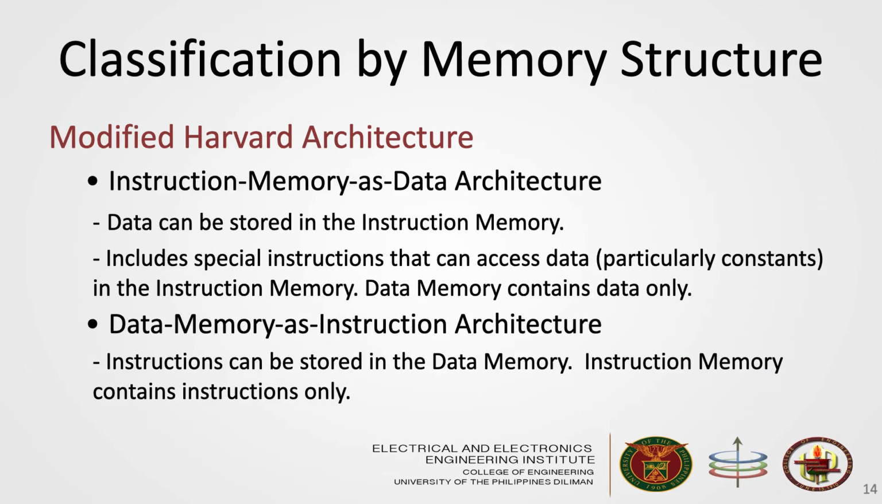In the second modification called instruction memory as data architecture, data, particularly constants, can be stored in the instruction memory. The data in the instruction memory is accessed using a special set of instructions, while the data memory just contains data. The third modification, the data memory as instruction architecture, is like the reverse of the second, where instructions can be stored in the data memory.